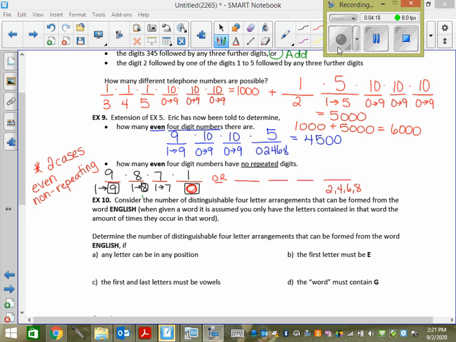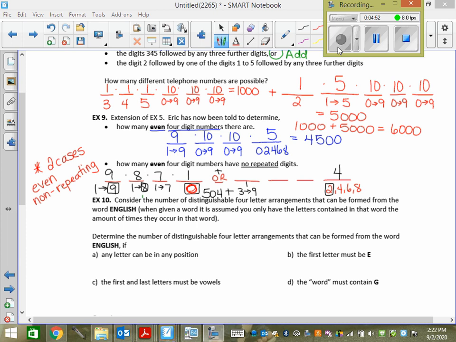What's 9 times 8 times 7? Does anyone have that? 504? What do we do when we have an or? Add. So you have 504 plus. Now we do the case where it's 2, 4, 6, or 8. So that's 4 options. Then I'm going to hold the 2. So now I have 1 and 3 to 9.